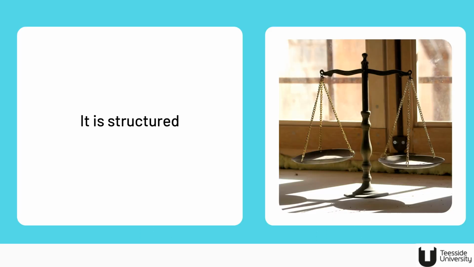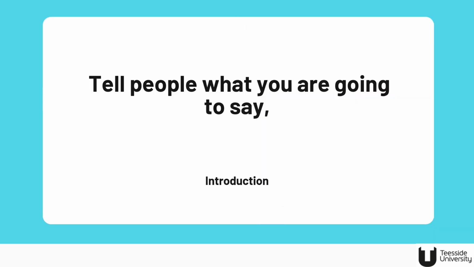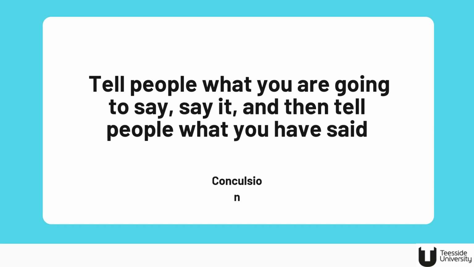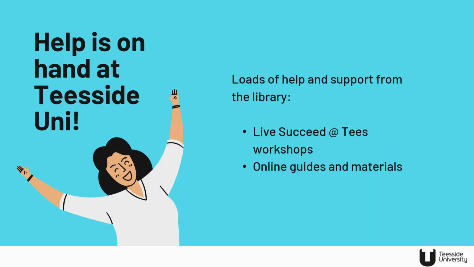Finally, there are conventions on how academic writing is structured. Much of academic writing follows the essay format, which is typically structured as an introduction, body paragraphs, and a conclusion. And this basically means you tell people what you're going to say, you say it, and then you tell people what you have said. You might be asked to add other elements to your essay or follow a different structure, such as a business report format. And if this is the case, it will be clearly laid out in your assignment brief. If you're in any doubt, be sure to check with your tutor.